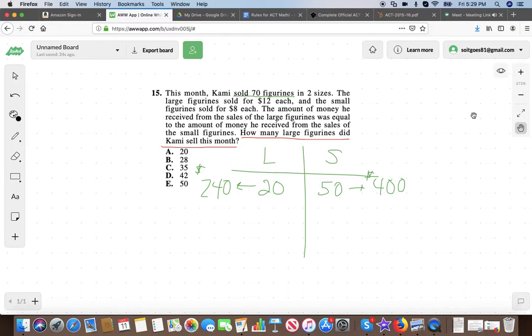Let's test the next value. So A is gone, we know that doesn't work. Let's try 28 for the large figurines. How much is that going to bring in? 336. And then how many small figurines will there be if there are 28 large ones? 42. How much is that going to bring in? 336. Hey, we found the answer.